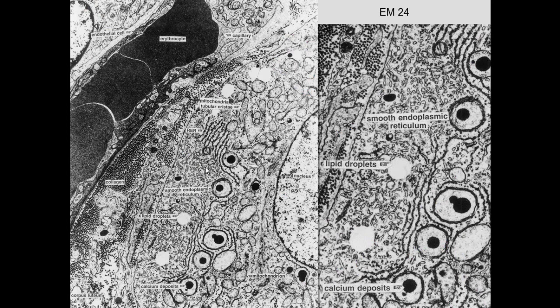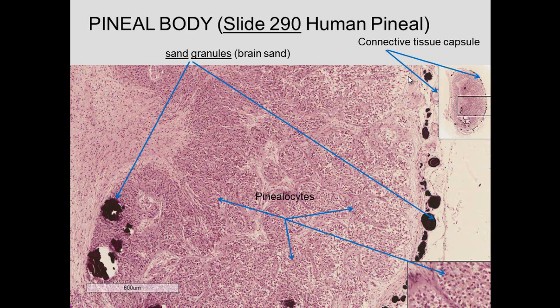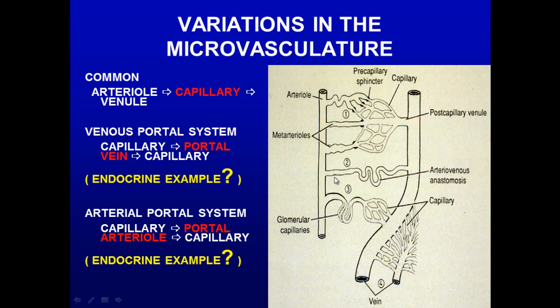Here we see the corpus luteum also has lots of smooth endoplasmic reticulum, some rough ER, tubular type cristae as well, but you can see abundance of smooth endoplasmic reticulum associated with the production of steroid hormone. There's also a pineal, and the pineal has the brain sand, these sand structures that are in there, and then you have a lot of pinealocytes in through there producing melatonin associated with circadian rhythm.